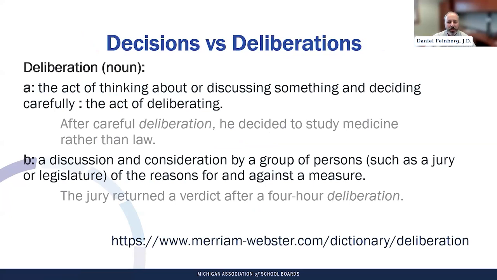First, we should probably talk about what deliberation is as defined by Merriam-Webster. The act of thinking about or discussing something and deciding carefully, or a discussion and consideration by a group of persons, jury, legislature, school boards, of the reasons for and against a measure. So it's really where you start talking about the things, and you're supposed to have those deliberations in your open meeting, unless it were exempted, you were in a closed session, and then you can have deliberations in those. But you have to be very careful to distinguish between your deliberation and an actual decision.